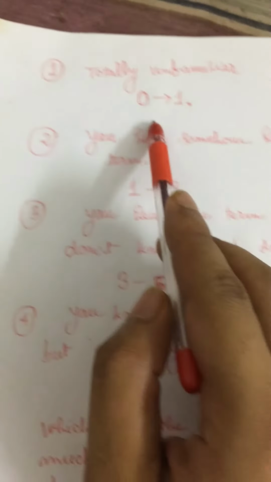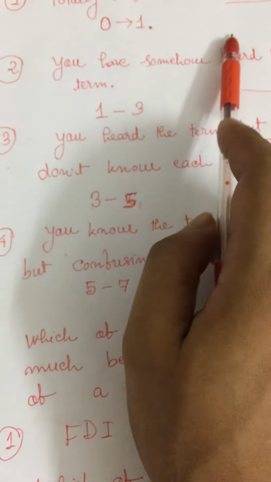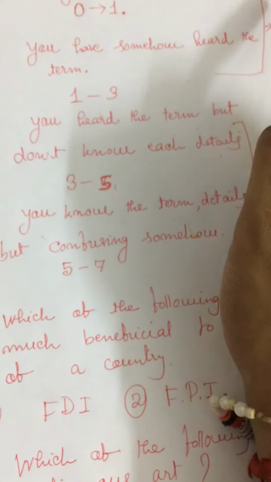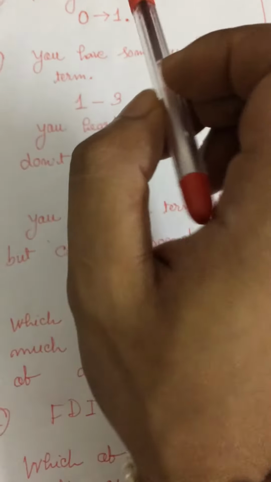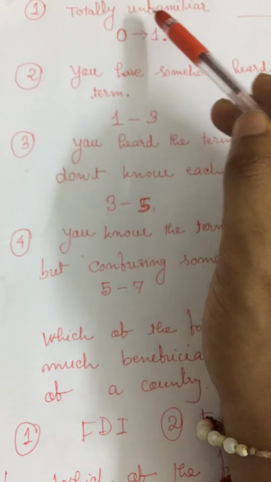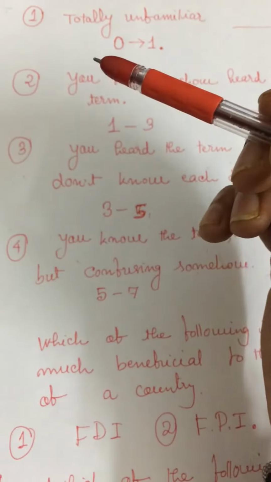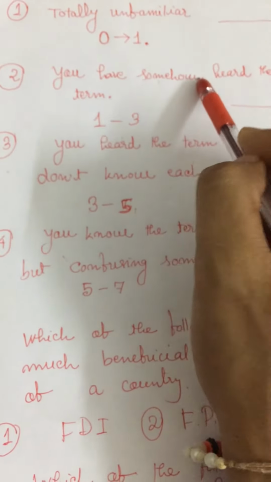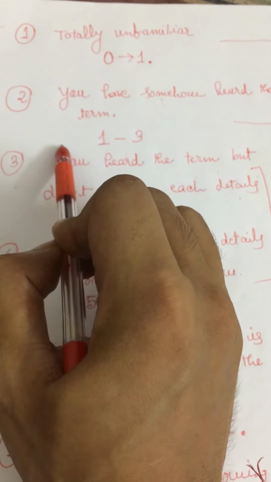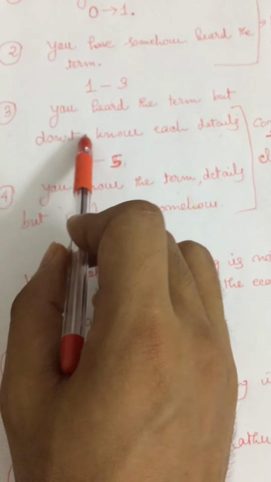Okay, now come to point 1, totally unfamiliar, and point 2, you have somehow heard the term but don't know the details. That means you are lacking in the basic concept. If you fall under this category, you have partially heard the terms asked in the questions but not fully, then you are lacking in the basic concepts. You have to go to the syllabus, understand it, and prepare from the basics.